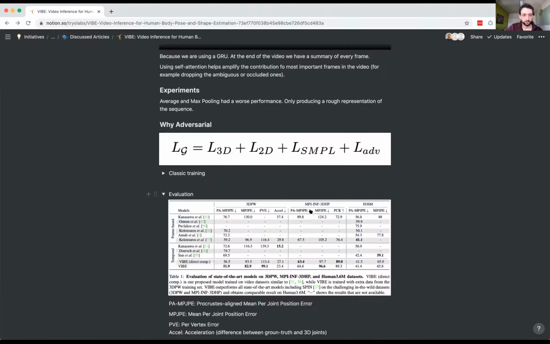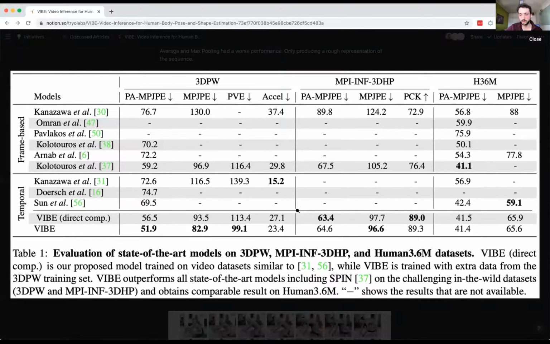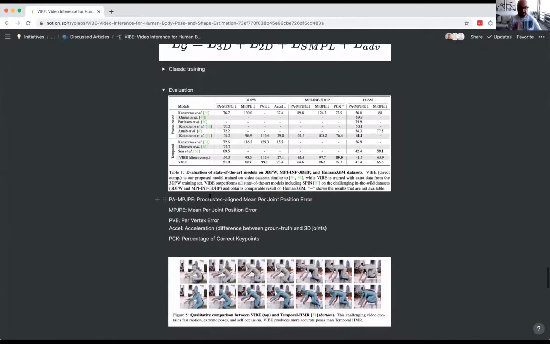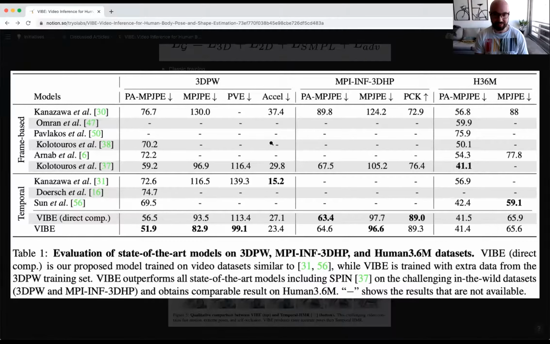Okay, so, evaluation. There we can see the two comparisons that they do, and let's explain these measures a little bit. These metrics: the first one is PA-MPJPE, the procrustes-aligned mean per joint position error. The alignment is basically a transformation that takes your body and overlays it with the one that you're trying to estimate.